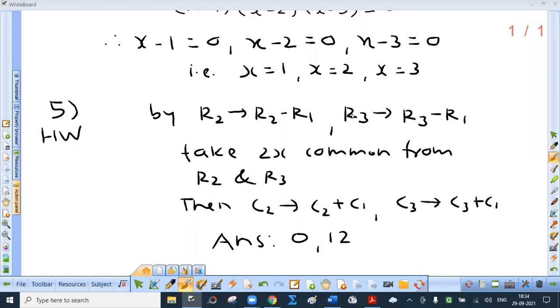Fifth is for homework. I have given hint. First apply these, then take 2x common from R2, R3. Note that when you say 2x common from R2 and R3, outside the determinant, you have to write 2x into 2x. Don't write just once, write twice because you have taken 2x common from two rows. Then C2 changes to C2 plus C1, C3 changes to C3 plus C1. Answer x equal to 0, x equal to 12. Again, without expanding is not mentioned. So you may expand the determinant as it is. That is also not difficult.